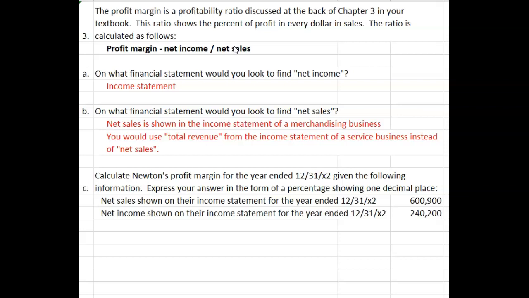Calculate Newton's profit margin for the year ended 12/31/2, given the following information. Please express your answer in the form of a percentage rounded to 1 decimal place. Net sales on their income statement for the year ended 12/31/2 is $600,900, and net income shown on their income statement for year ended 12/31/2 is $240,200. Please pause your video, do your calculations, then start the video again to check your answers.